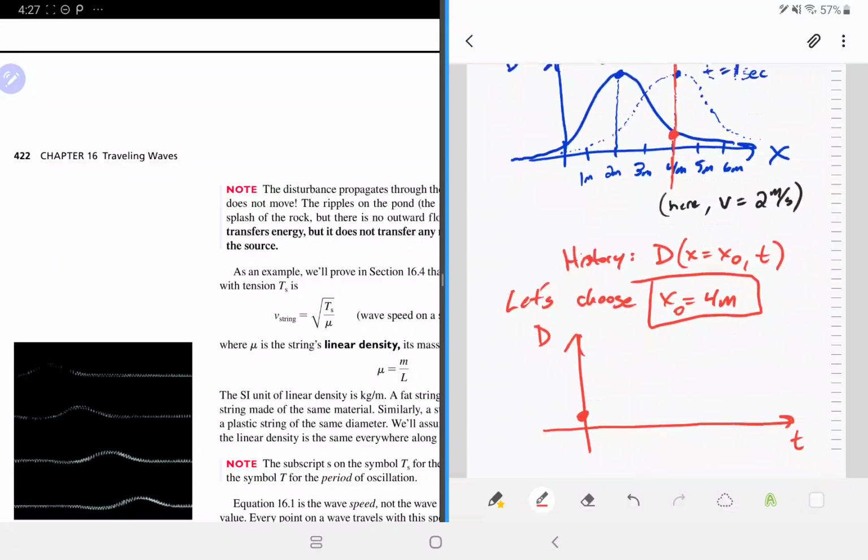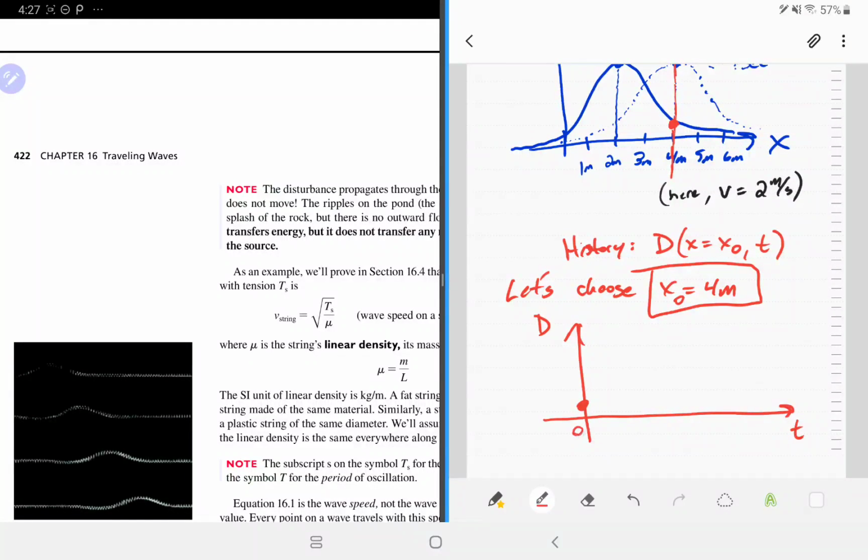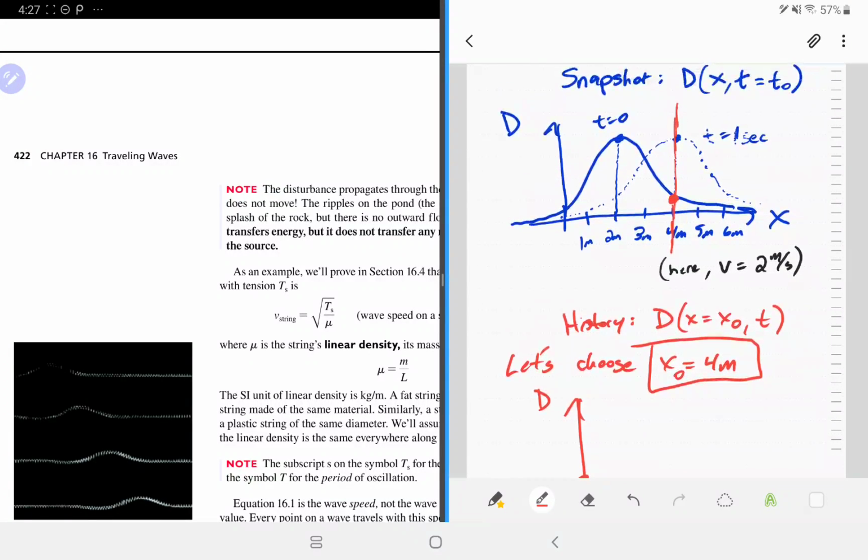Okay, and then what about, so let's see. So this was at 0 seconds. And then what about 1 second? Where is that particle at 1 second? Well, looks like it's at the peak of its trajectory, right?